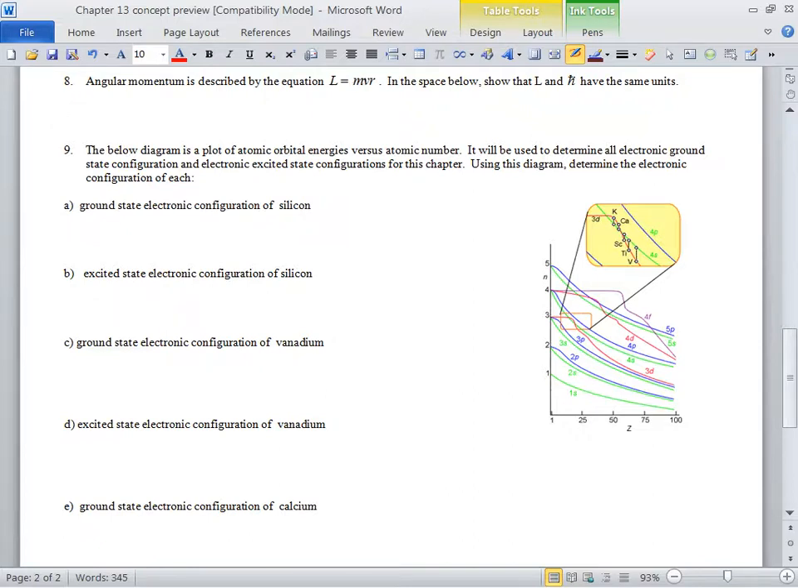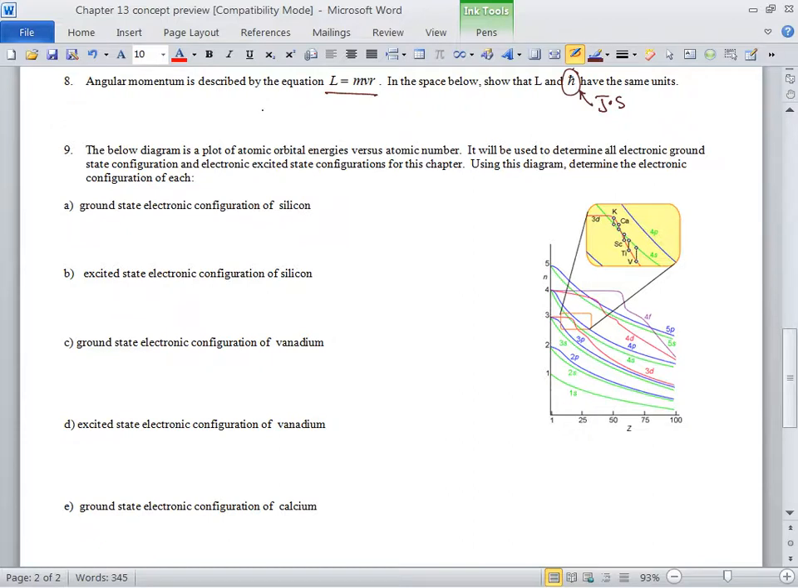Well, h bar you just pretty much look up. What is it, 6.626 times 10 to the negative 34? Joules per second or joules times second? Yeah, I thought it was joules times second. Okay, so we want to show that mvr has units of joules times seconds. That's all you really want to do.